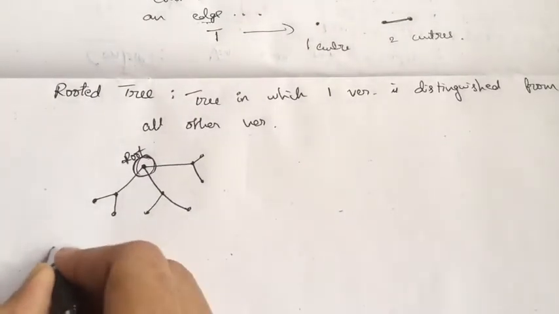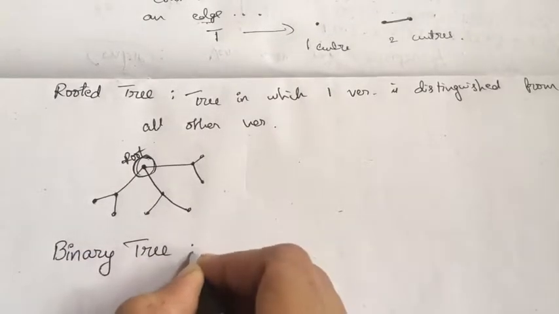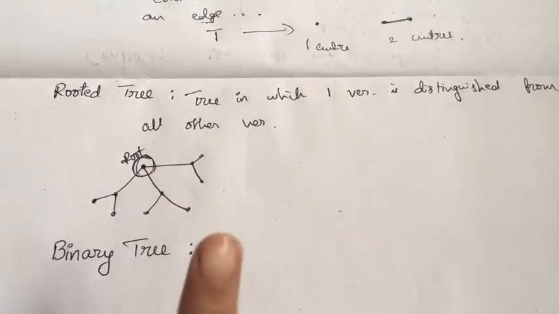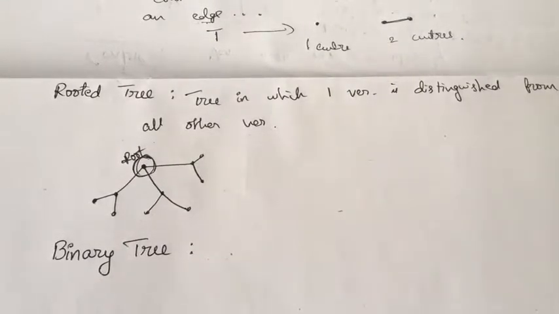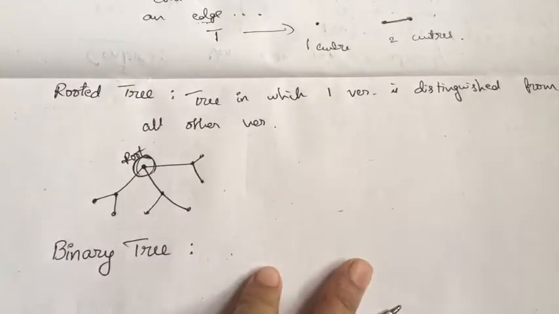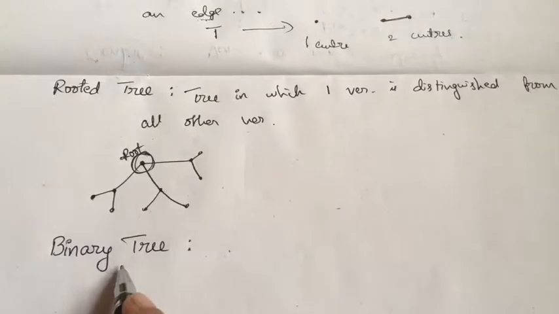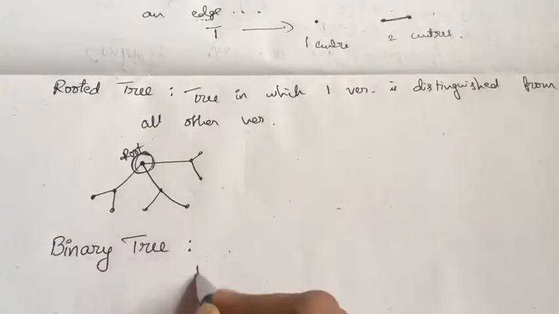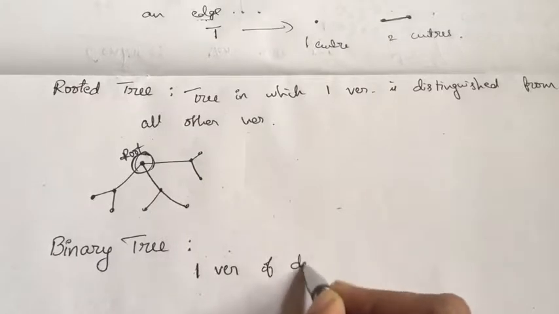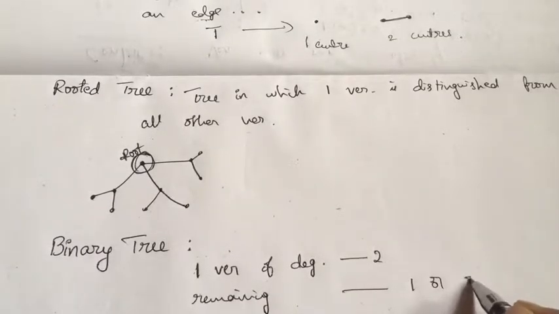Next is binary tree. A binary tree is a tree in which there is exactly one vertex of degree 2 and the remaining vertices are of degree 1 or 3.